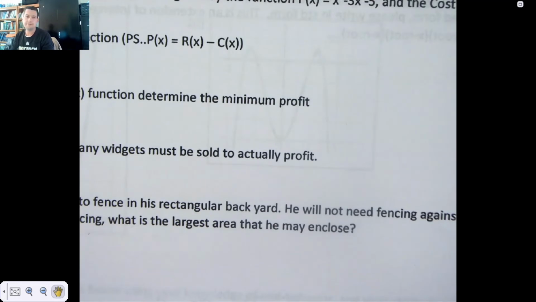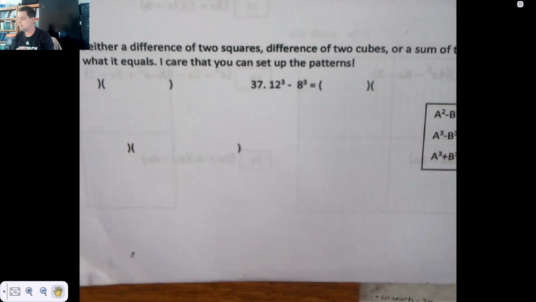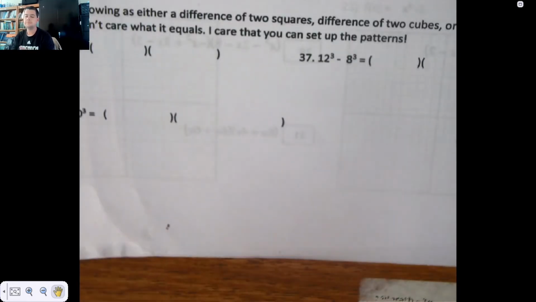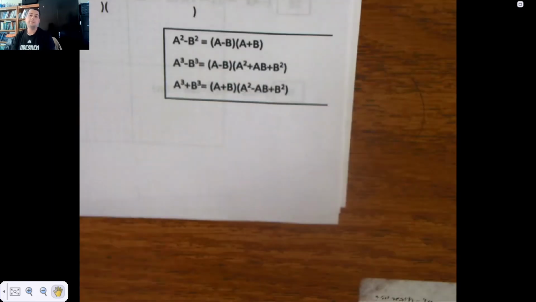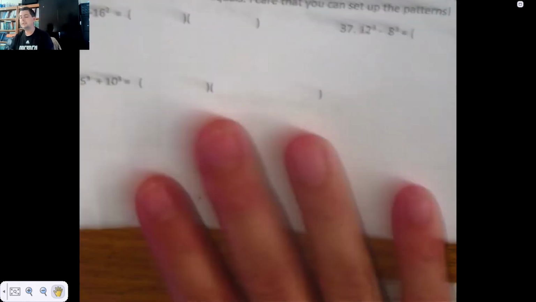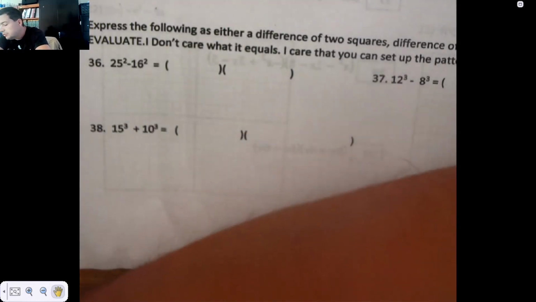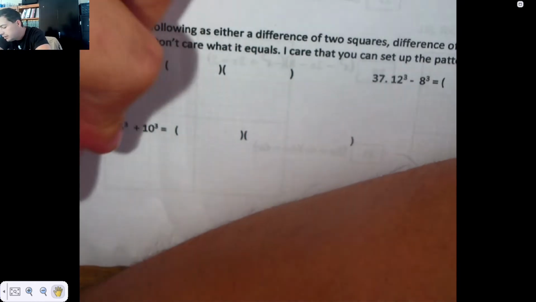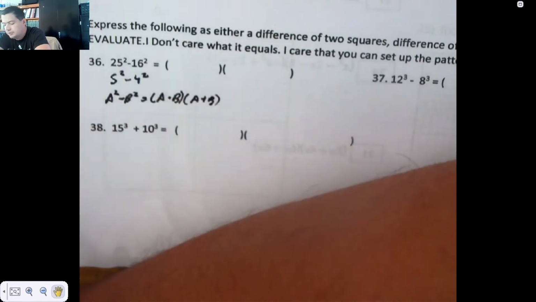Express the following as either a difference of two squares, a difference of two cubes, or a sum of two cubes. Do not evaluate. I don't care what it equals. I care about you doing patterns. That's all I care about. The patterns, by the way, are given to you on the right-hand side over there. But I noticed that this one is a difference of two squares. It is a 5 squared minus a 4 squared, which means I get to use a squared minus b squared is a minus b times a plus b. So a is 5, b is 4. This is 5 minus 4 times 5 plus 4.